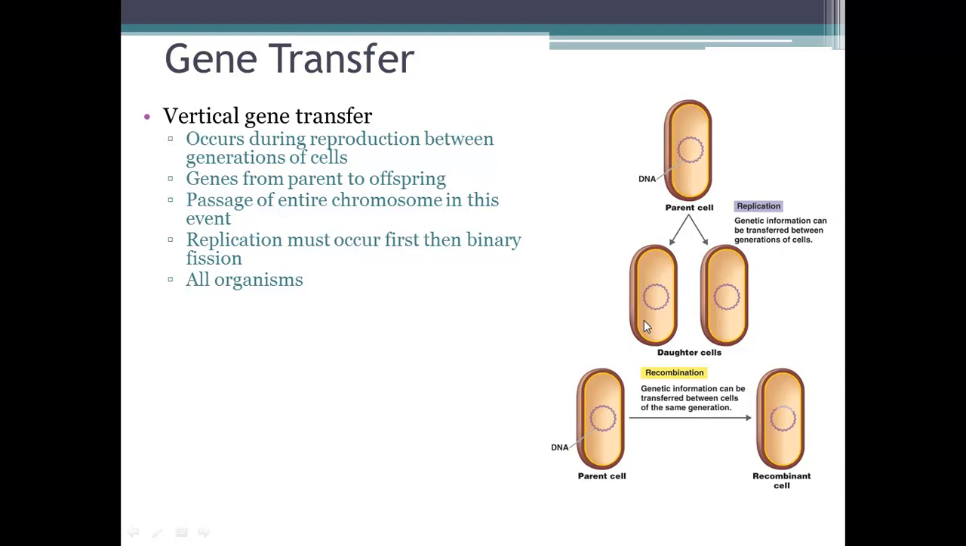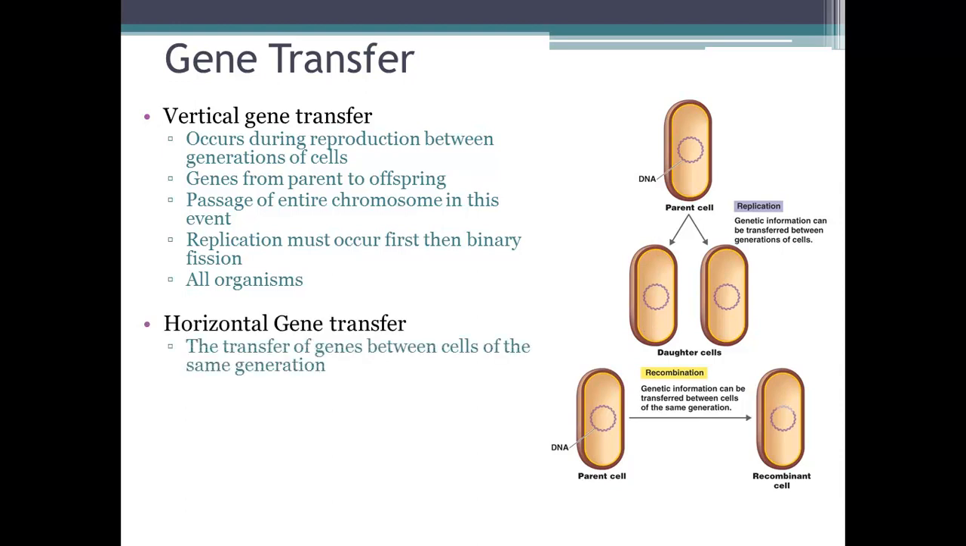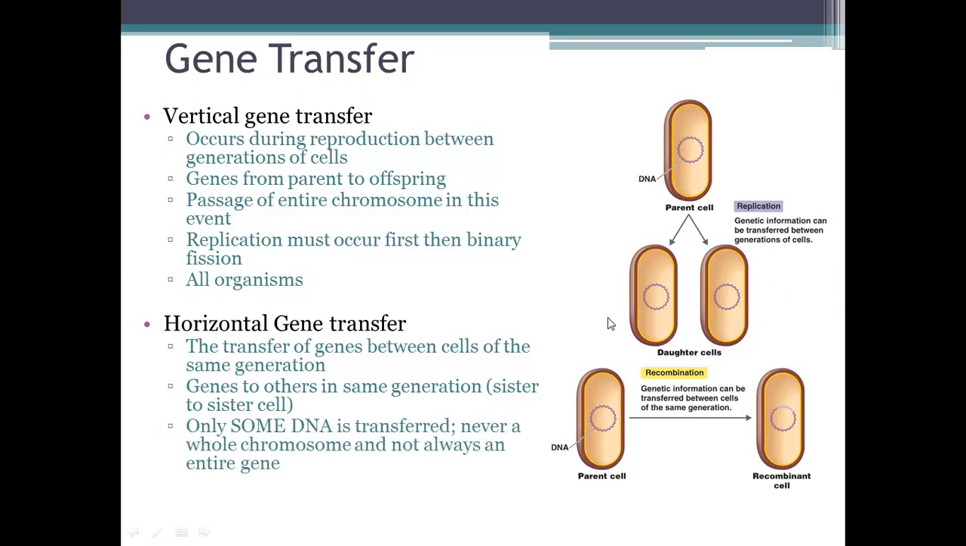Okay? Horizontal gene transfer is the transfer of genes between cells of the same generation. So genes to others in the same generation, sister to sister. So here is 2 daughter cells. They're going to be able to pass the DNA or genes to each other, like you passing your genes from your brother to your sister. And of course we can't do that. So only some DNA is transferred, never a whole chromosome, and it's not always an entire gene.